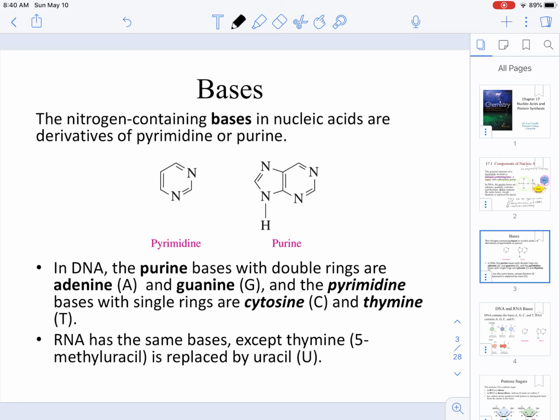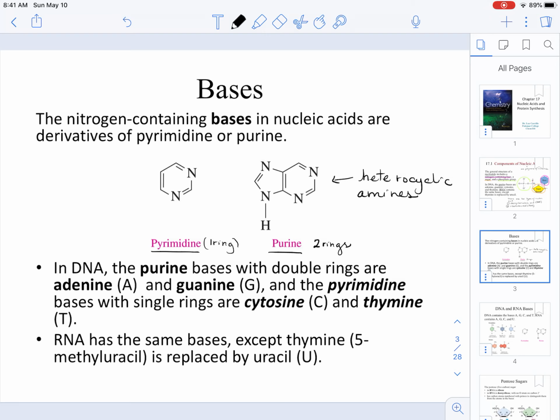So when it comes to the bases, understand that these bases are going to be nitrogen-containing bases. And these nitrogen-containing bases we learned previously in chapter 14 are heterocyclic amines. And we have two types of them. We have pyrimidines and we have purines. For the purposes of this course, all you need to know is that purine rings have 2 rings in their structure, while a pyrimidine ring has 1 ring in the structure.